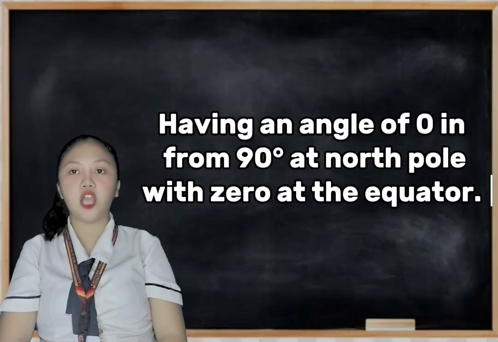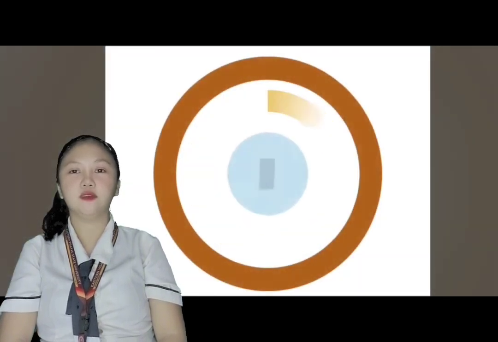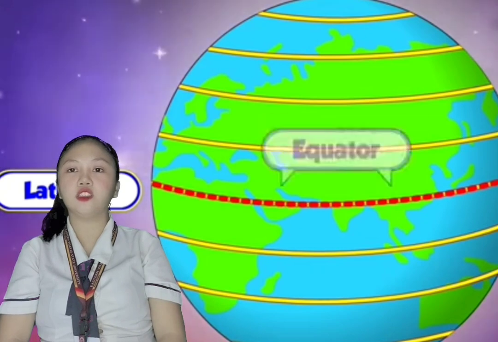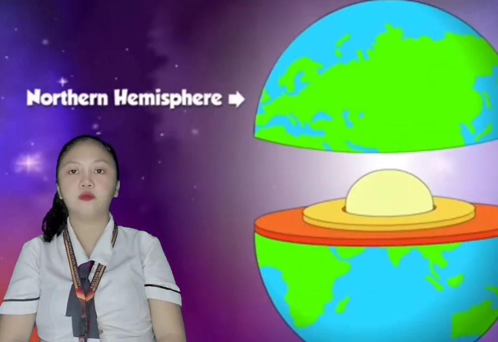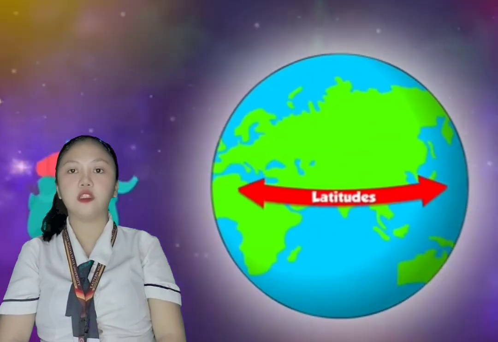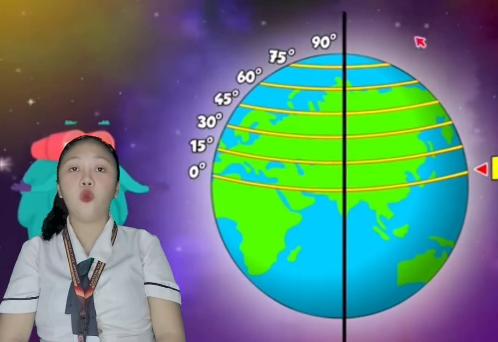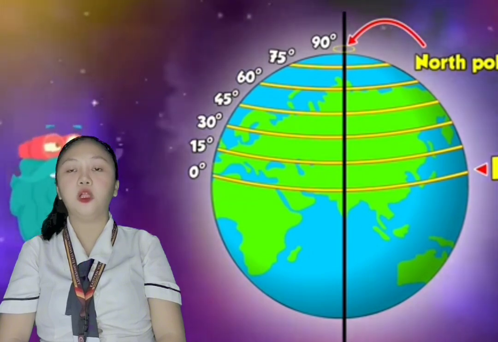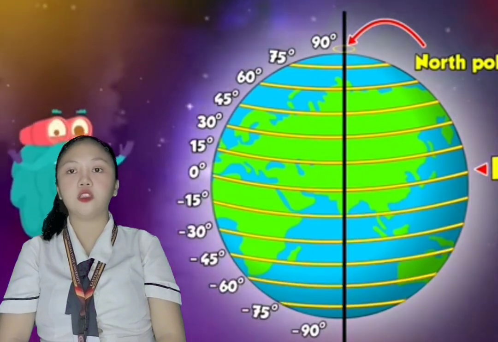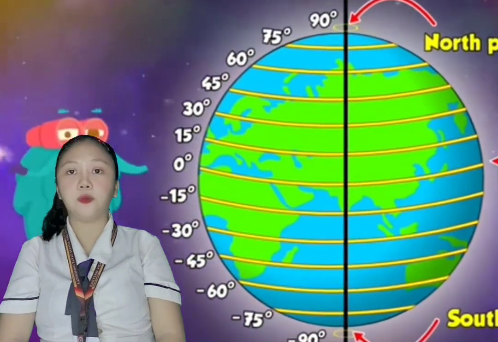Having an angle of 0 and from 90 degrees at the North Pole with 0 at the equator. Correct! It is latitude. Latitude is a geographic coordinate that specifies the north-south position of the point of the Earth's surface. It is measured in degrees, with 0 degree at the equator going up to 90 degree at the North Pole and negative 90 degree at the South Pole. Latitude lines or parallels run parallel to the equator.